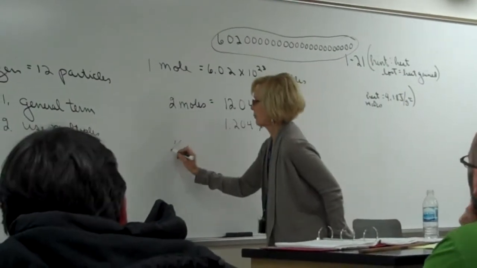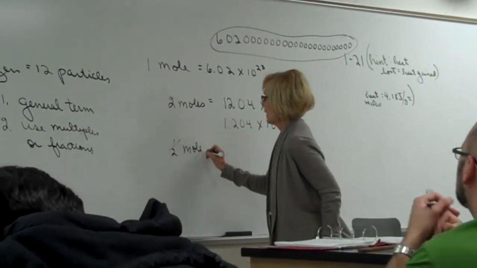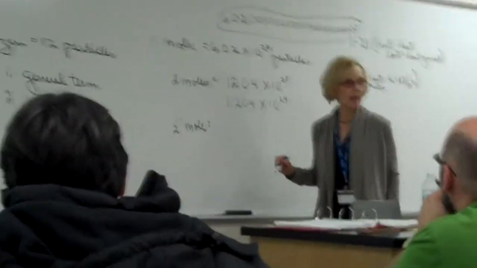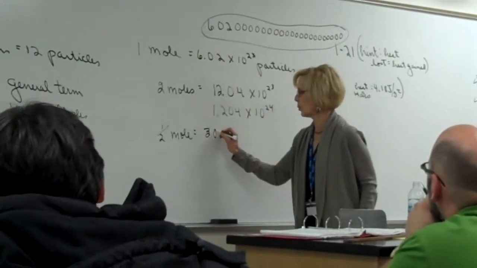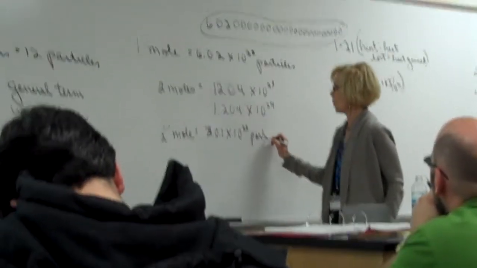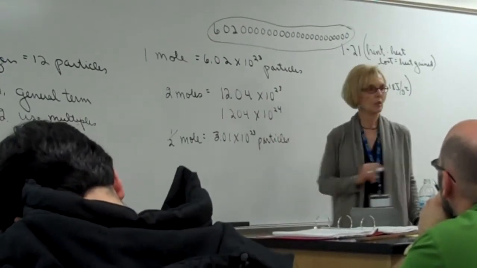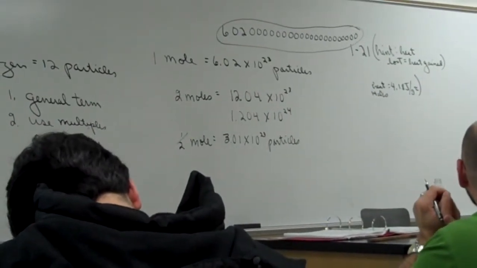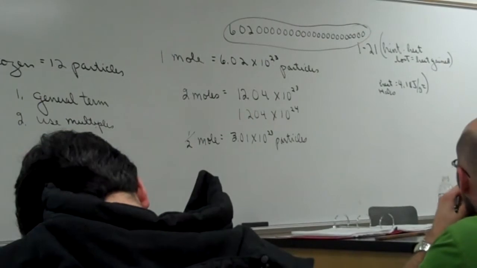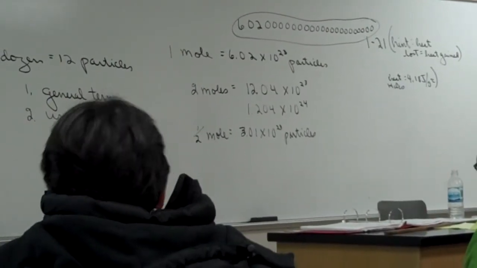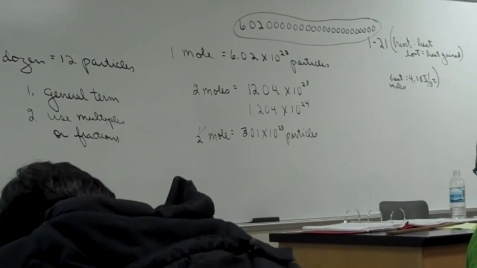Or I can talk about a half a mole. Go up there, take half of that, and I've got 3.01 times 10 to the 23rd particles. Okay, everybody sold on that idea? It's not going to be some weird thing. It's just like the dozen. It's just we use it in chemistry class. It's just a big package of the stuff.